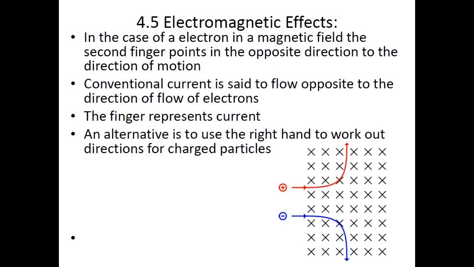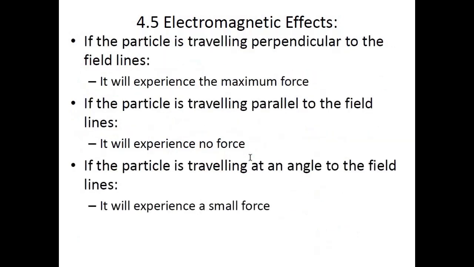So you are going to have an image like this in your question if it is about charged particles in a magnetic field. Now usually the positive particles deflect in this direction and the negative ones deflect in this direction. But ultimately you can conclude this by using the left hand rule. If the particle is traveling perpendicular to field lines, it will experience the maximum force. If the particle is traveling parallel to field lines, it will not experience any force. If the particle is traveling at an angle to the field, it would experience a smaller force.